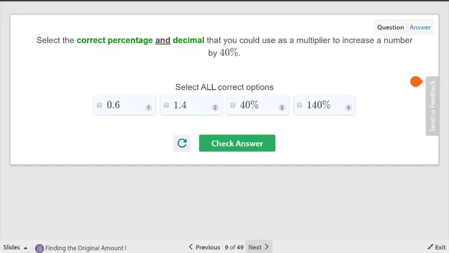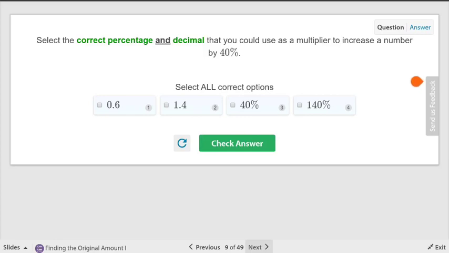Okay. All right. Here we go. Now this is in your homework, but we'll see what we're doing. Select the correct percentage and decimal that you would use as a multiplier to increase a number by 40%. If you were increasing a number by 40%, increase by 40% means 100% plus 40%. It's 140%, but would that be the multiplier? No, 1.4, because you can't use the percent. That's the correct percentage, but remember, the multiplier would have to be a decimal.